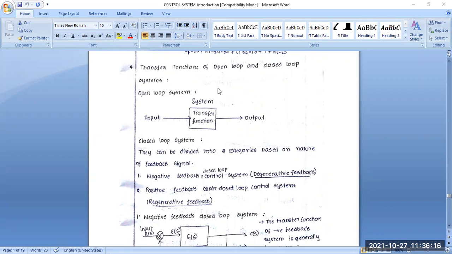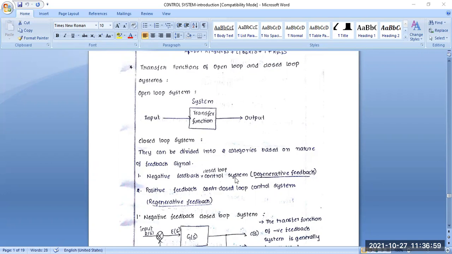Another one we have to discuss is the closed loop control system. In this closed loop control system, we have to attach a feedback loop, as you have seen in previous classes also. In this feedback control system, we use two types of feedback network: one is positive feedback, another one is negative feedback. So this closed loop is divided into two categories based on the nature of the feedback signals, that is, what type of feedback we attach.